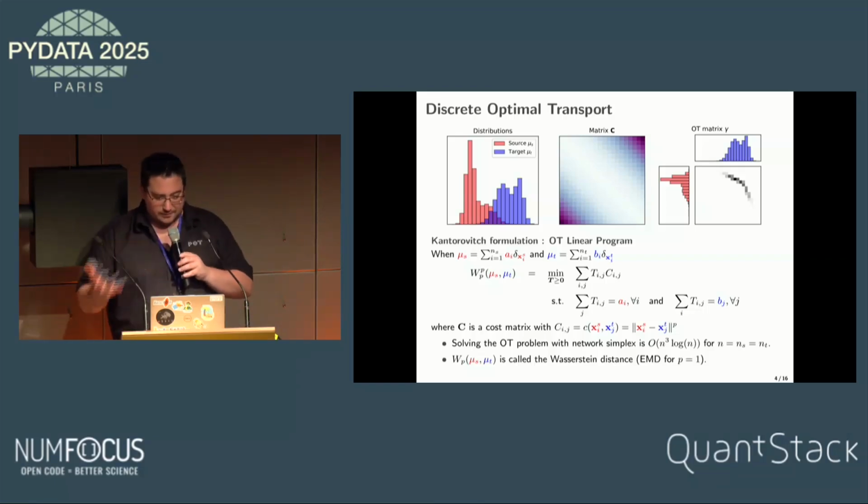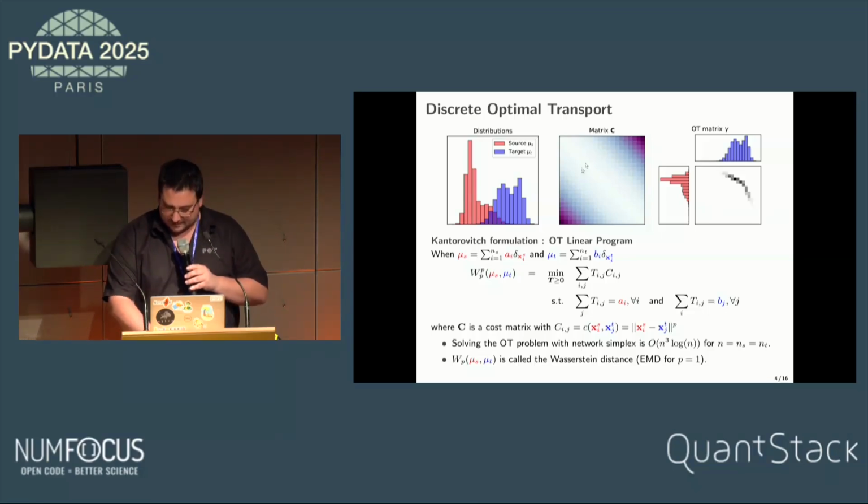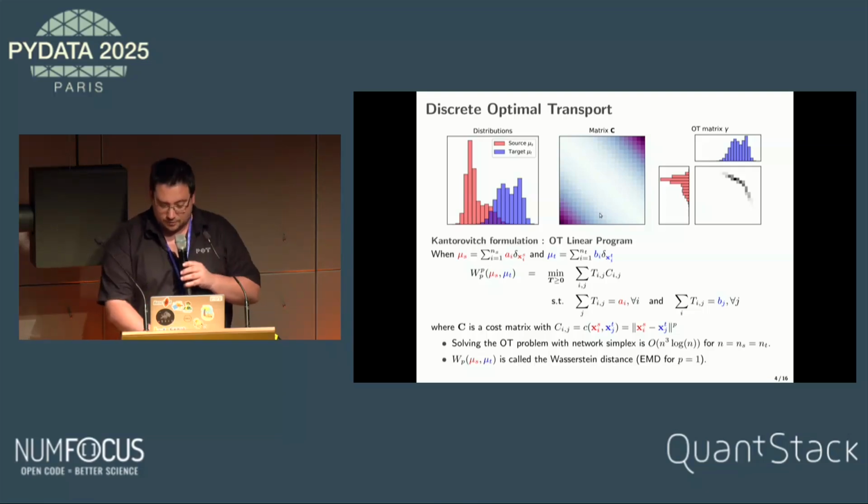So you want to move mass. Here I have histograms. You want to move the red histogram onto the blue histogram. In order to minimize the effort, you need to define what the effort is. And the effort is a cost. It's a cost matrix that tells you how much it costs to move from bin i to bin j. If you don't move, of course, the cost will be zero, so on the diagonal you're going to have a zero. And the farther you move, the more it's going to cost. So this matrix C defines the geometry of the problem and tells you how much it costs.